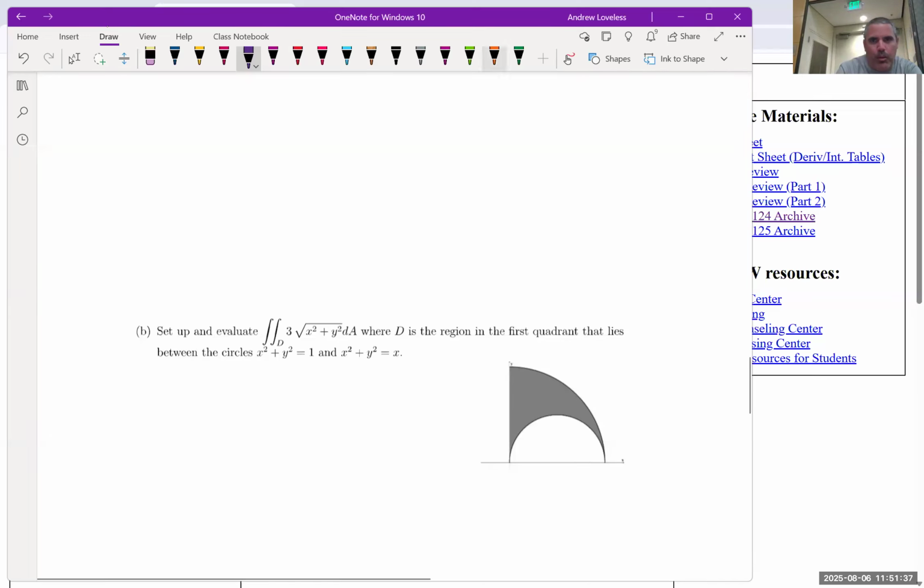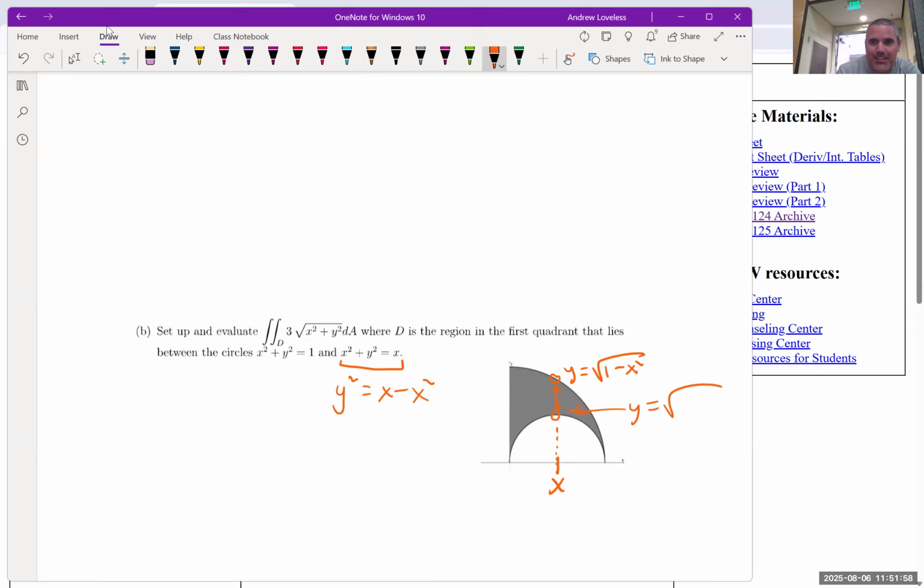The reason, so I would not want to do it in terms of Y. It could be done in terms of X, but you would have to solve for what these are. One of them isn't so bad. This is Y equals the square root of 1 minus X squared. But the other one, actually, it's not terrible. Y squared is X minus X squared. So it is possible to set this up.